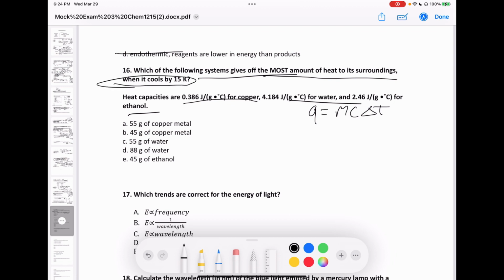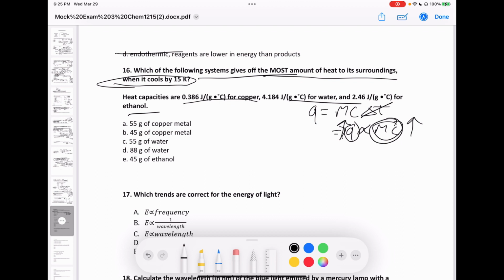So this ΔT is going to be a non-issue because it's going to be the same for all scenarios. So then we can say that Q is proportional to MC, not equal to, we're just looking at relationships. So we know that this MC product is directly proportional to Q, which means that if we want the most amount of heat released to surroundings, we just want the biggest product between these two. It's like the same one that we did a few problems ago.